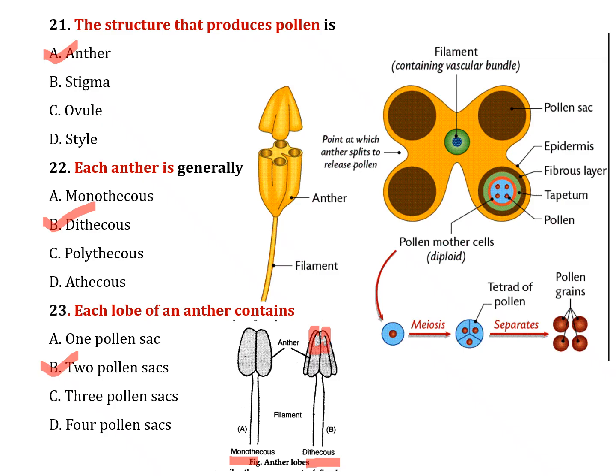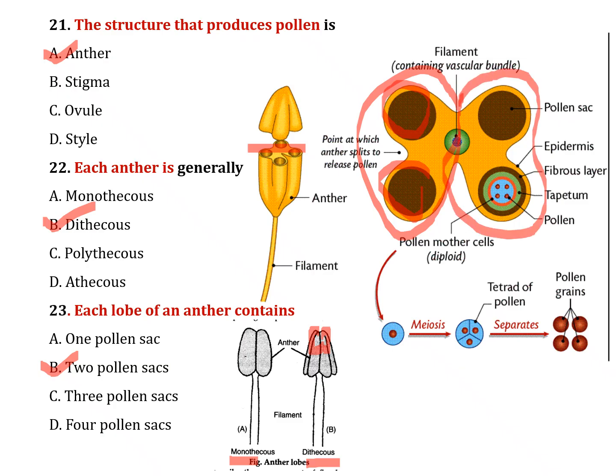This is the transverse section of an anther. This is the pollen sac. This is one lobe and this is another lobe. Each lobe contains two pollen sacs. This is one lobe and this is another lobe. This contains two pollen sacs. The total four pollen sacs are present in the anther.